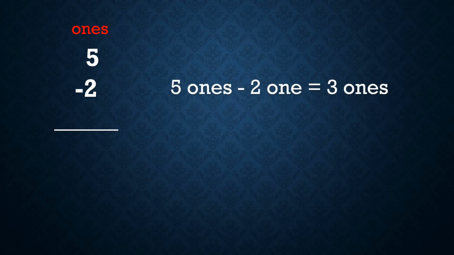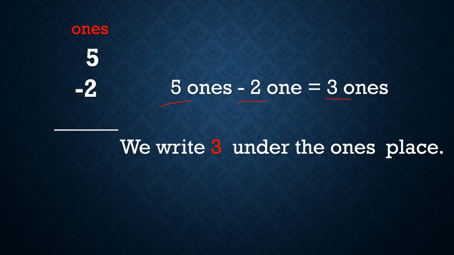Now let's do the next sum. Here 5 minus 2. So 5 and 2 are in the ones place. First, 5 ones minus 2 ones is equal to 3 ones. So we write 3 under the ones place. So here 5 minus 2 is equal to 3.